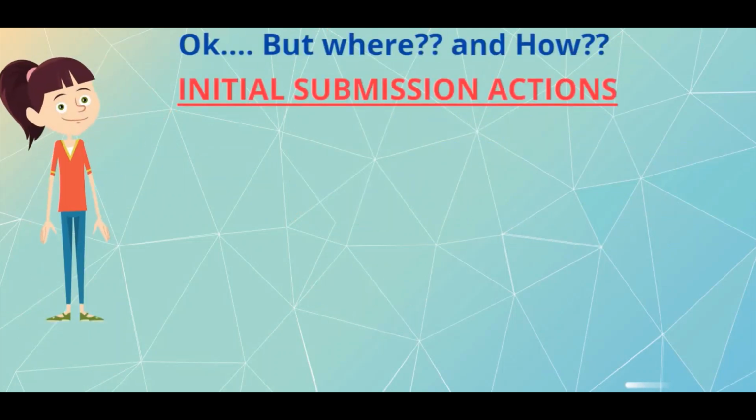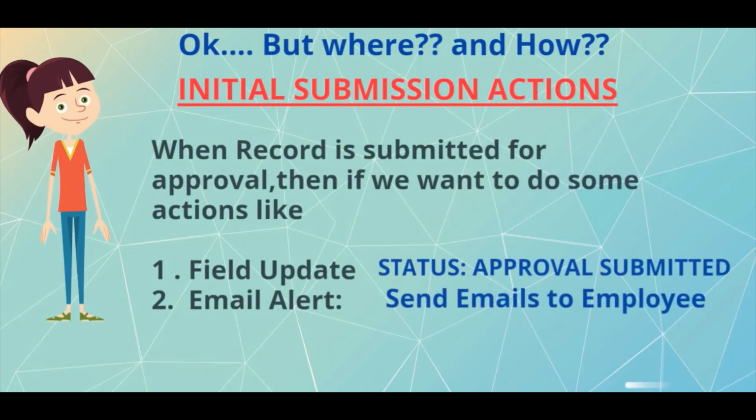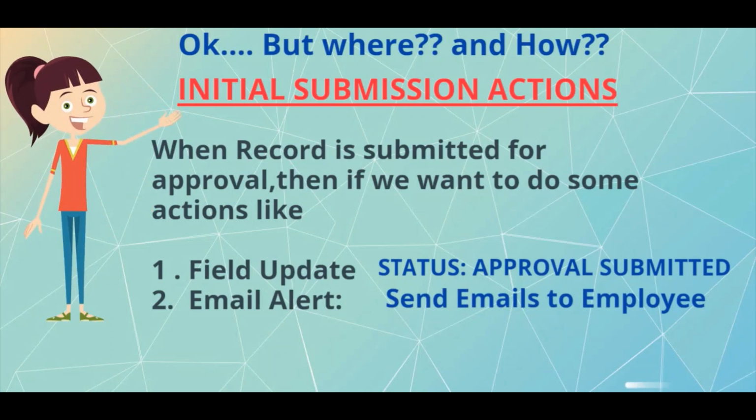Okay, but where and how? We have initial submission actions in the Salesforce approval process. When a record is submitted for approval, you can do some actions like a field update, which is changing the status to approval submitted, and we can also send an email to the employee, which we call an email alert. This will help the employee understand that his request has been submitted for approval. So we'll use initial submission actions for this purpose.